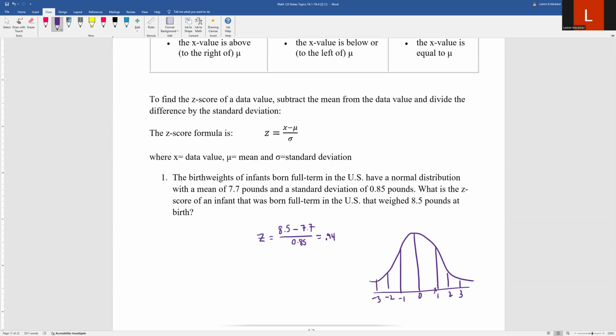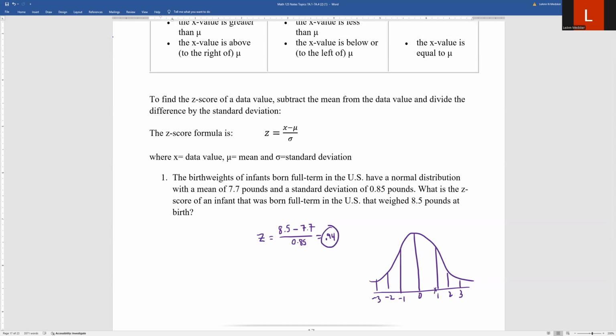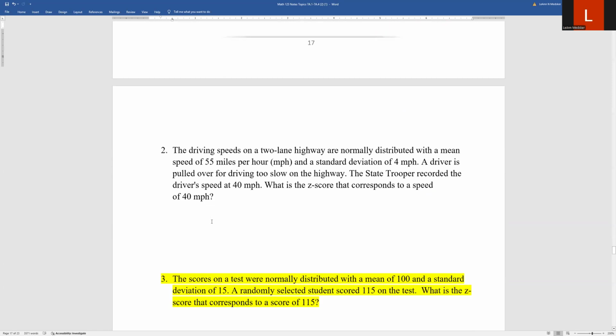And what does that mean? This baby is 0.94 standard deviations, because it's not quite a full standard deviation, above the mean because it's got a positive Z-score. Okay. All right, let's look at another one.